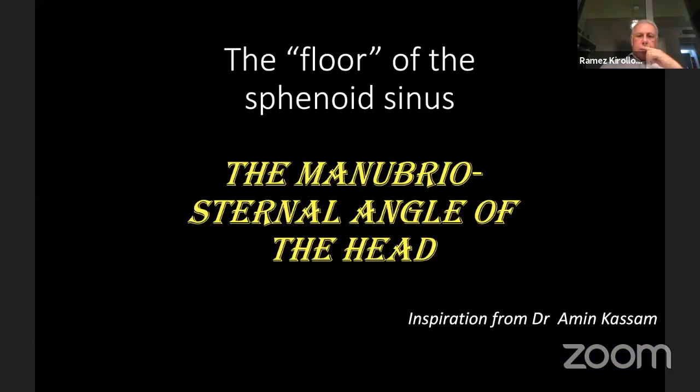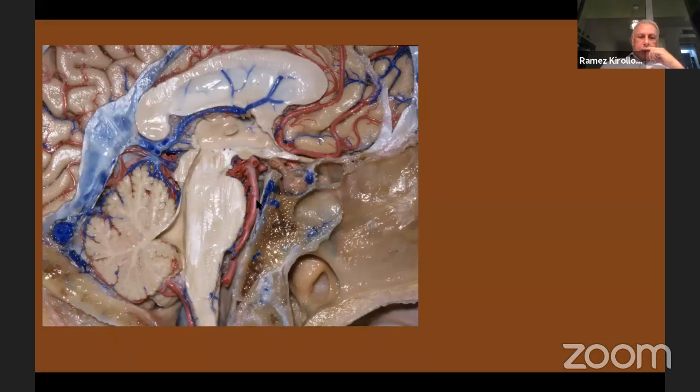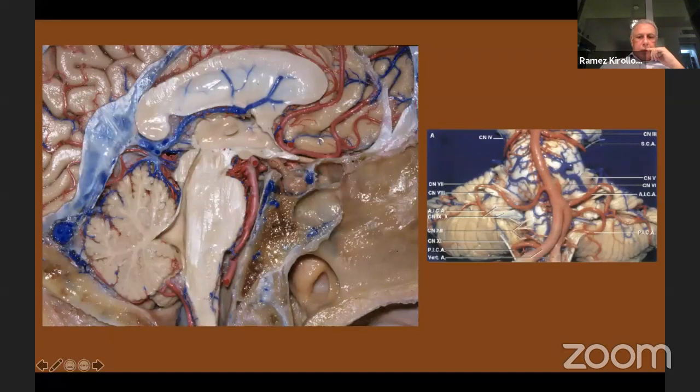And we go back to the floor of the sphenoid sinus, and you can see here the floor of the sphenoid sinus has a relationship to the vertebrobasilar junction and also the pontomedullary junction. So we will try to study this again.